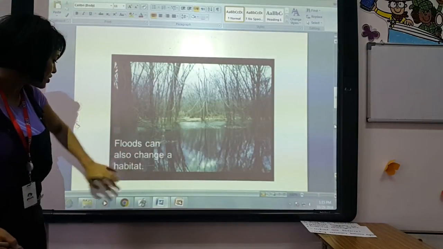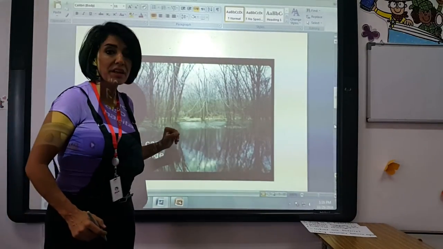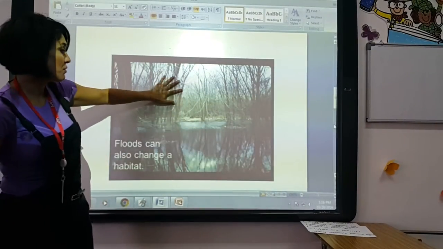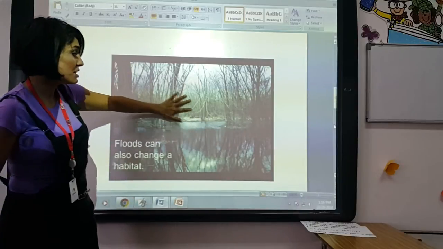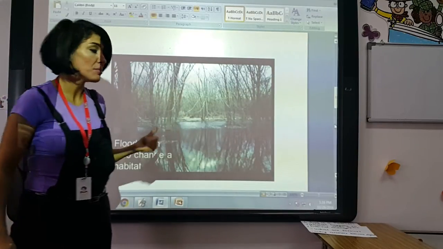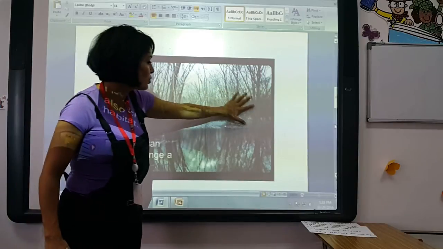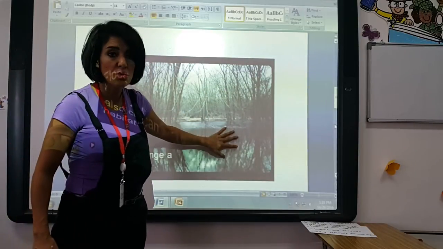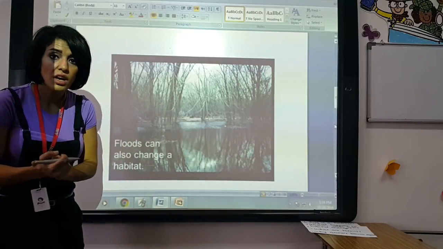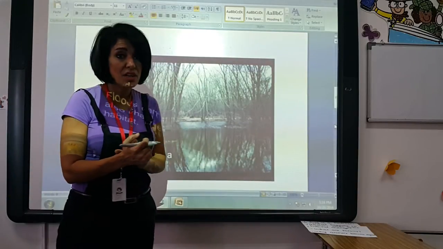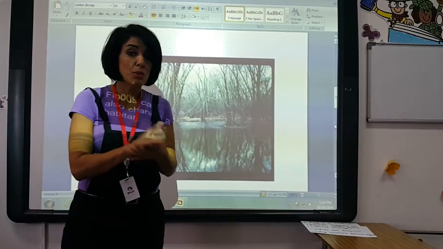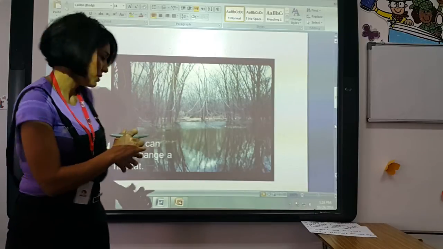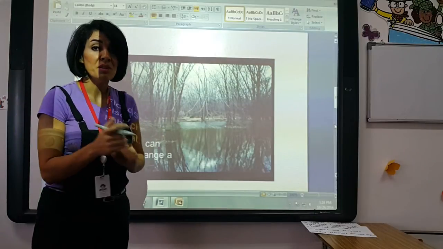Floods can also change habitats. Floods are caused by nature. The flood here changes the habitat of living things. It may have damaged some shelters of some animals. And also look at the trees and how the flood covered most of these trees. So floods can change habitats. And when habitats are changed, it means animals will be endangered. Animals will be what? Endangered. What do I mean by animals will be endangered?